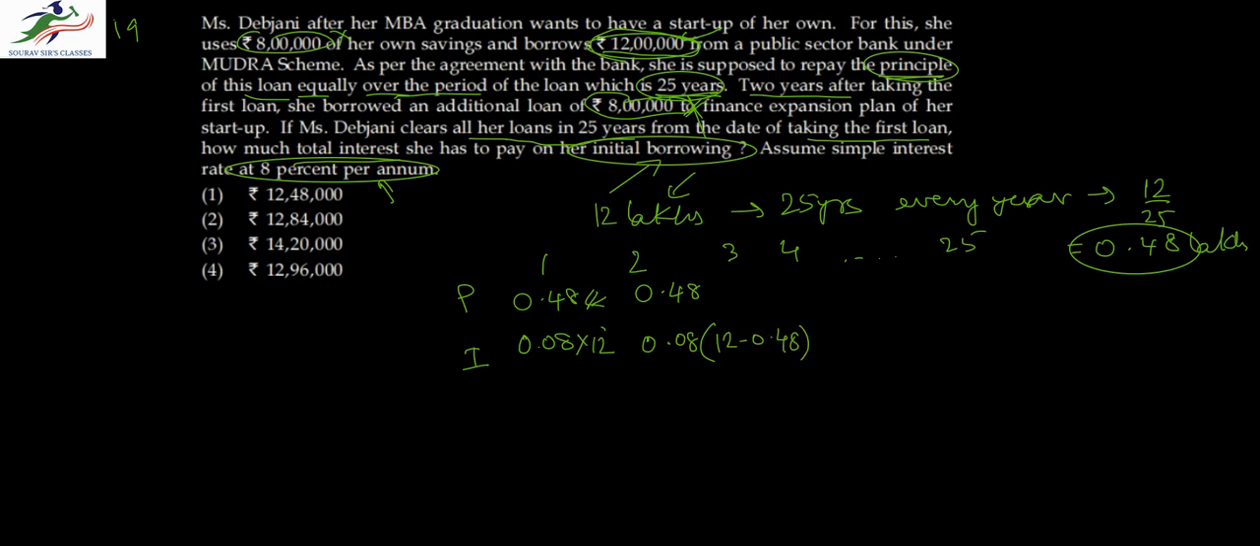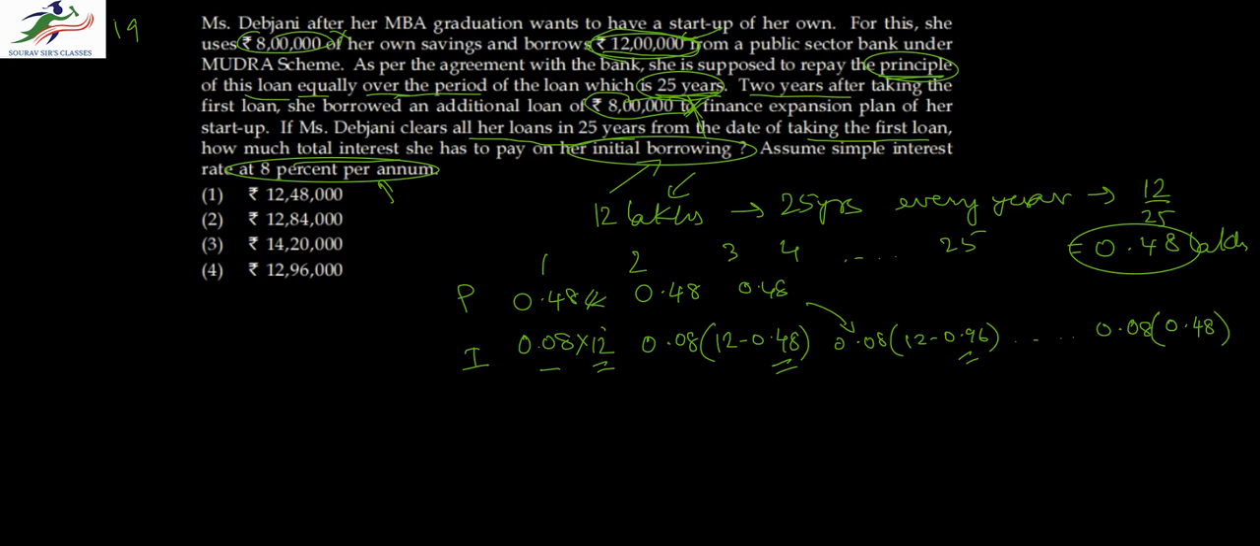And in the third year again she will repay 0.48 of the principal amount, and then she will pay 8% interest on the remaining amount, which is 12 minus 0.96, and so on. So this will go on. So the interest part will be 8% of whatever is remaining at the beginning of the year. So in the 25th year she will pay an interest of 8% on 48,000 that was remaining at the start of the year.